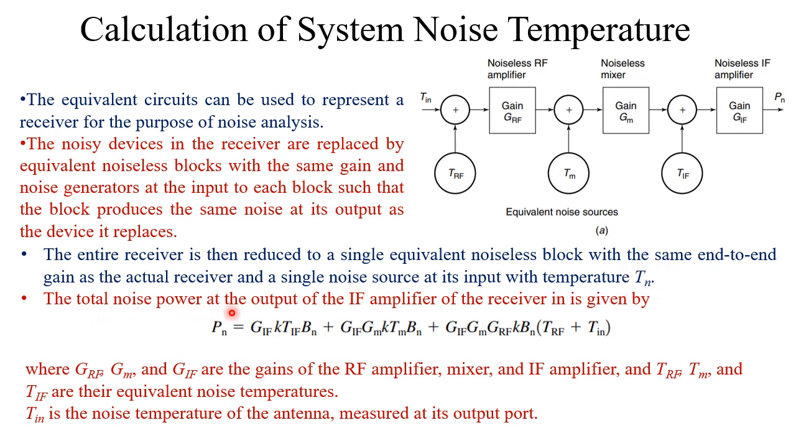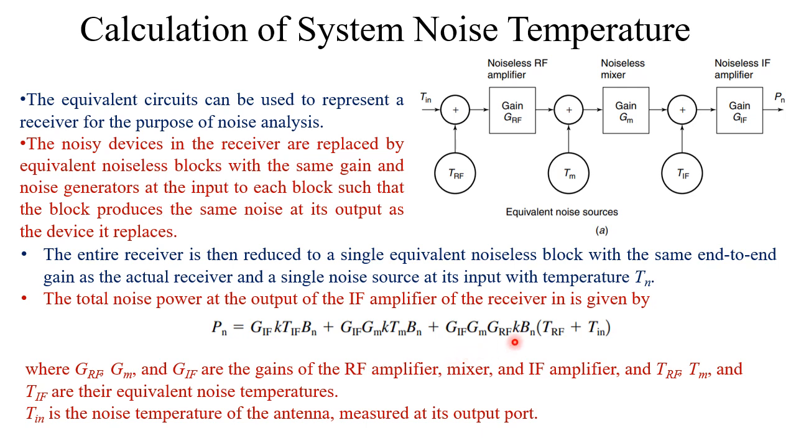The total noise power at the output of the IF amplifier of the receiver is given as Pn equal to, so if we add all these noise components, it becomes GIF into k TIF into Bn due to the IF, right? Due to the mixer, the noise generated by the mixer is Tm, right? So the corresponding noise power is Gm k Tm Bn, that is going through this gain part, so it will be multiplied by GIF, right?